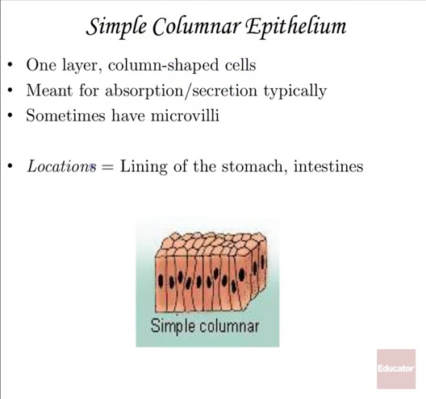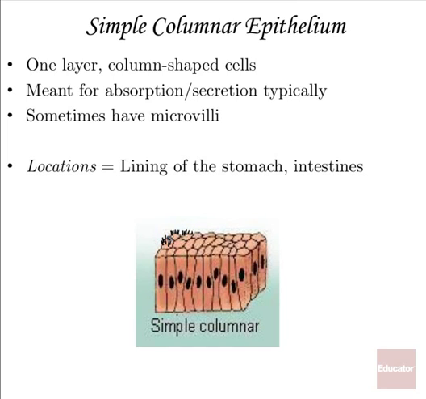Another kind of epithelium, simple columnar. This is one layer, because it's simple, of column-shaped cells, like the name says. Meant for absorption and secretion typically. So it just depends on what specific organ we're in. Sometimes they are absorbing something, taking something in from the passageway, or they're secreting something into that passageway or lumen. Sometimes they have what are called microvilli, and I'll actually draw some microvilli for you right here. They look like little hairs on the surface.